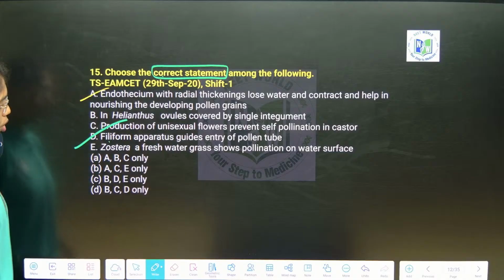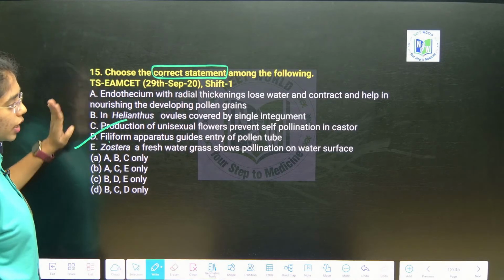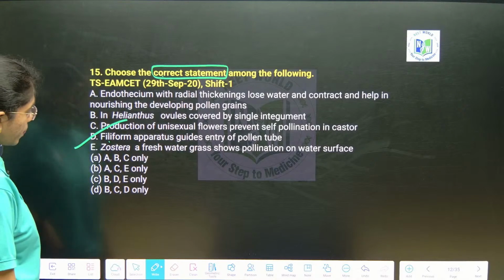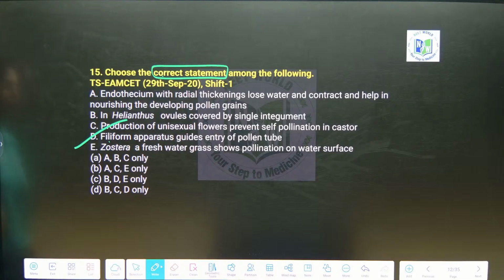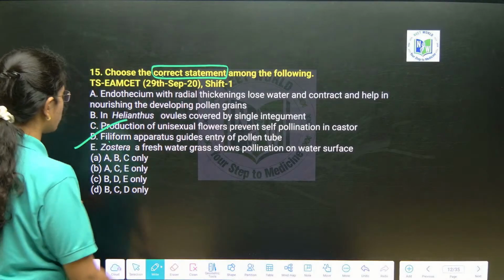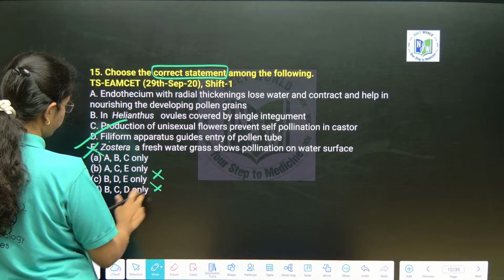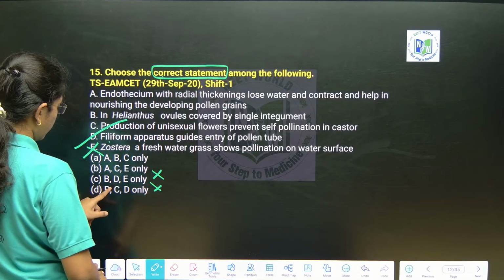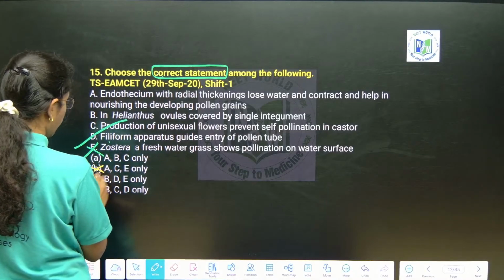D is true. Zostera, a freshwater grass, shows pollination on water surface. Zostera will show pollination on water surface. If you see, Zostera is an example for what? Hypohydrophily. So, E will be wrong. When E is wrong, you can eliminate these two. Option B and C you can eliminate.